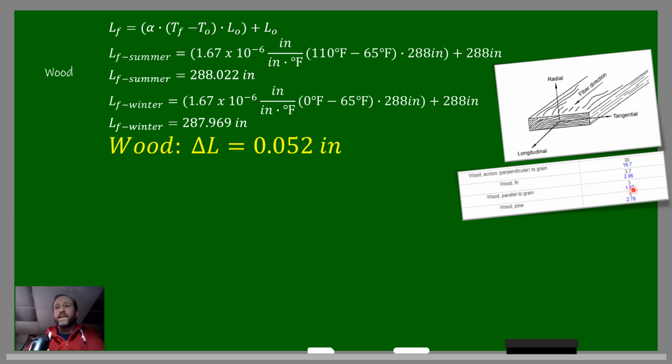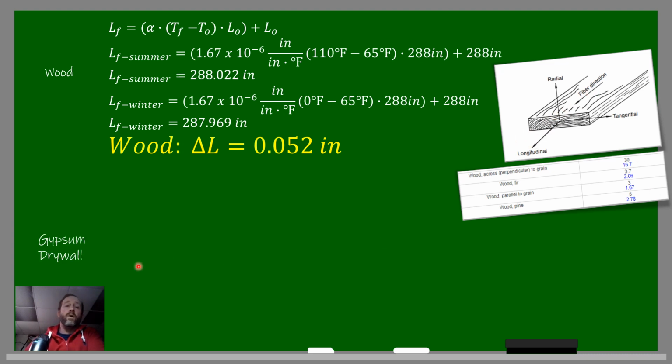So we chose a 1.67, and if you look here, another option was perpendicular to the grain. That would be radial or tangential. And in that direction, it expands 16.7, which is 10 times more than the long way. So as a board heats up, it actually gets fatter in the radial and tangential direction compared to the longitudinal long direction of the fibers. It gets fatter 10 times more than the length, okay?